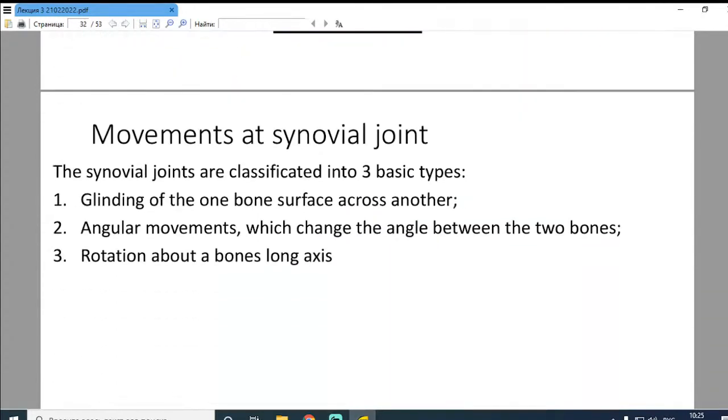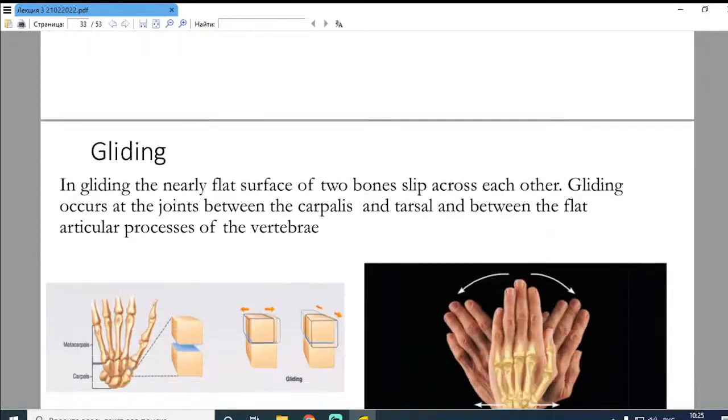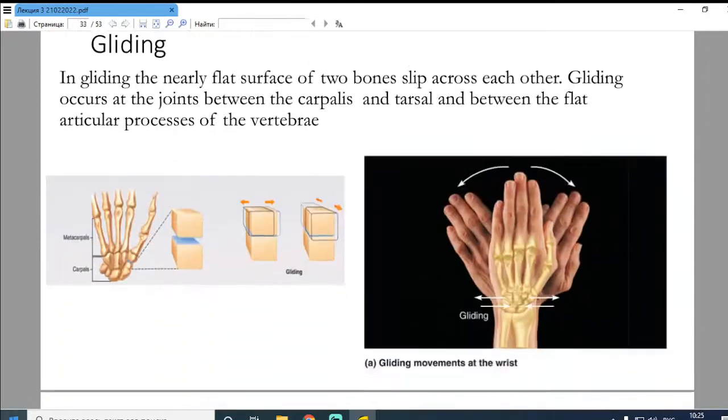Next, movement at synovial joint. Synovial joints are classified into three basic types: gliding of one bone surface across another, angular movements which change the angle between two bones, and rotation about a bone's long axis. Three basic types. Gliding is when the nearly flat surfaces of two bones slip across each other.